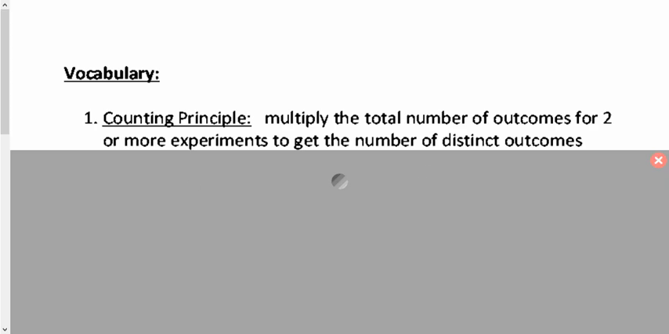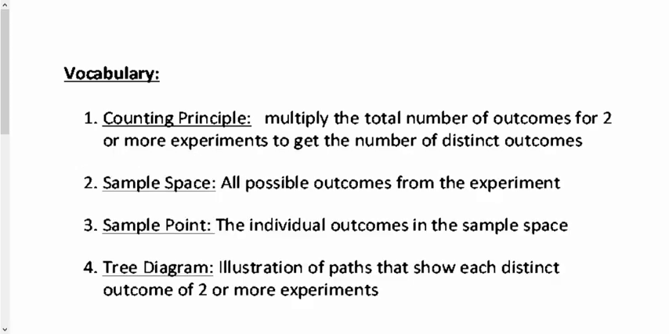So the first thing to talk about is the counting principle. We're just going to multiply the total number of outcomes for two or more experiments to get the total number of distinct outcomes. Now, once we get to some examples, that'll probably make a little bit more sense. One of the examples we're going to be looking at is flipping a coin and rolling a die. How many possible outcomes are there? Well, we can use the counting principle.